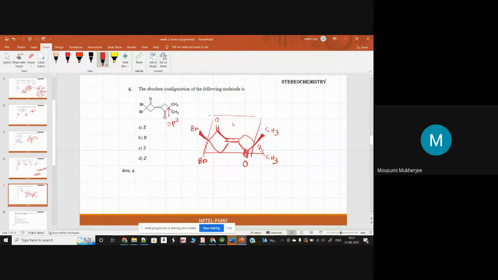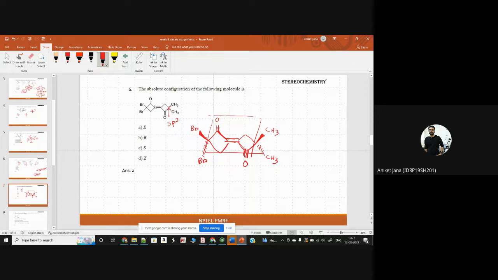Sir, I have a question. You have put a wedge bond on the upper Br and a dotted one on the lower Br. How are you assigning all these? It is not given in the diagram. No, obviously, this is a dash bond, but for the convenience of understanding, I am just drawing it like this.